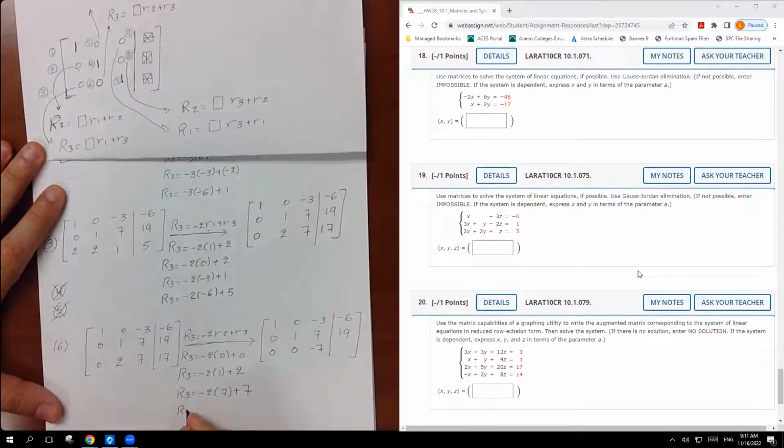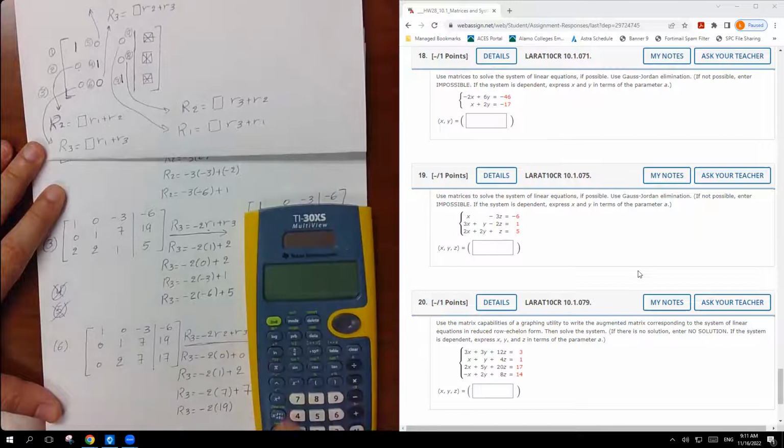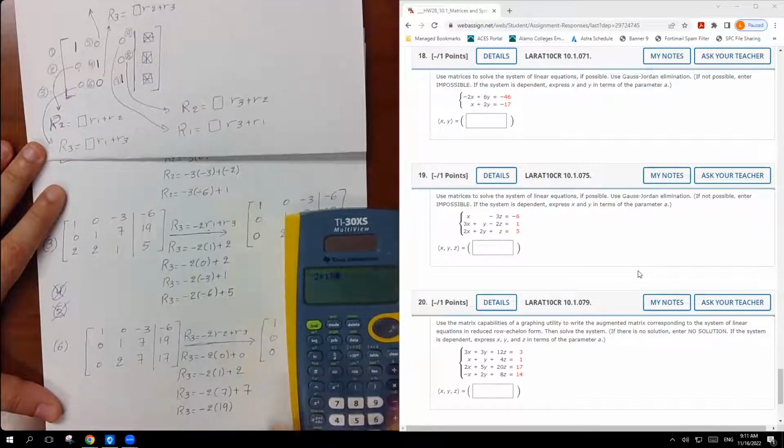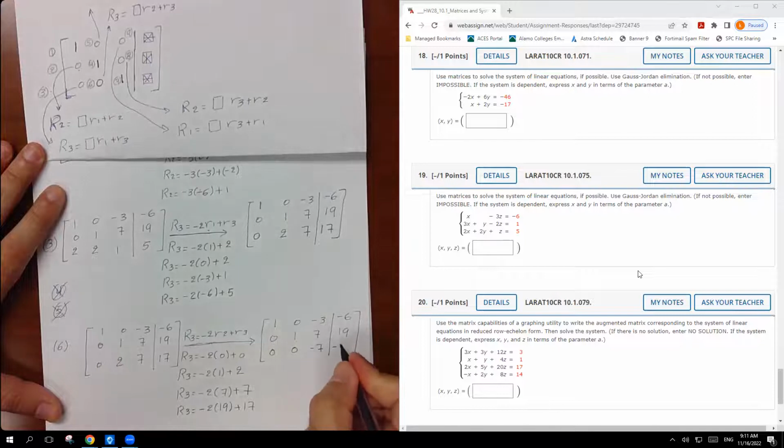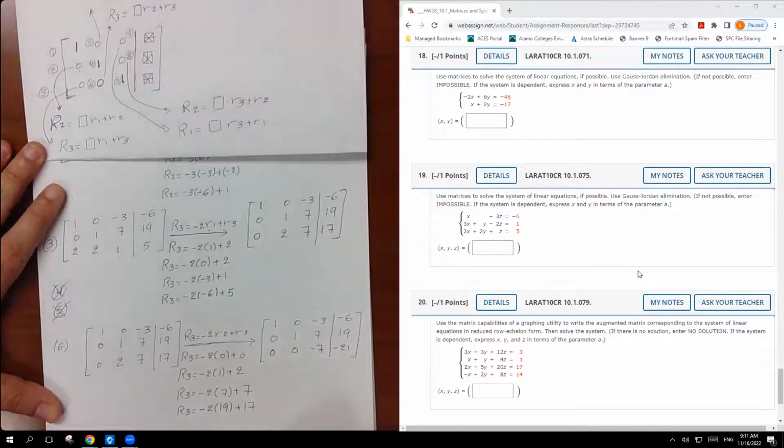The next element is going to be -2 times R2, which is 19. So -2 times 19, plus R3, which is 17. So plus 17. So -21. So we're going to type here -21. So that's it for step 6.